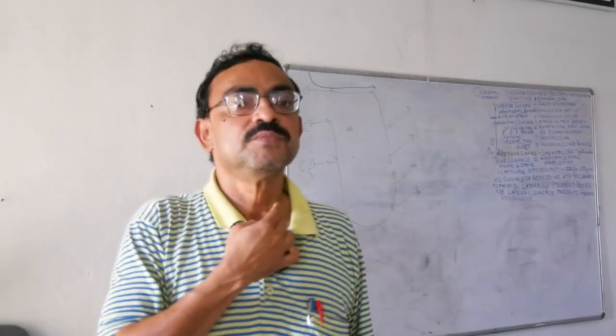like omohyoid, sternothyroid, thyrohyoid, sternohyoid. Okay, the sternohyoid is in a superficial plane, and the other two muscles are in a deeper plane. So this is the ansa cervicalis. Where will we get it? We will get it over the carotid sheath.